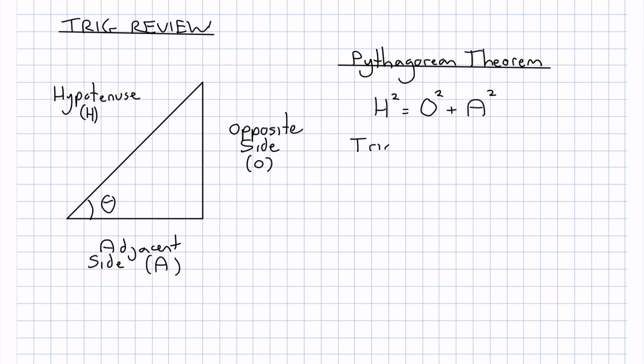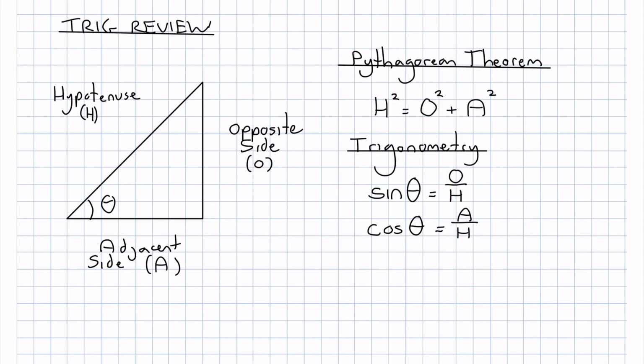The next relationships we'll look at involve the trigonometric functions. One relationship we look at is where we take the opposite side and divide it by the hypotenuse. This equals a relationship called sine of the angle. Similarly, cosine of the angle equals the adjacent divided by the hypotenuse. And the tangent of the angle is the opposite side divided by the adjacent side.